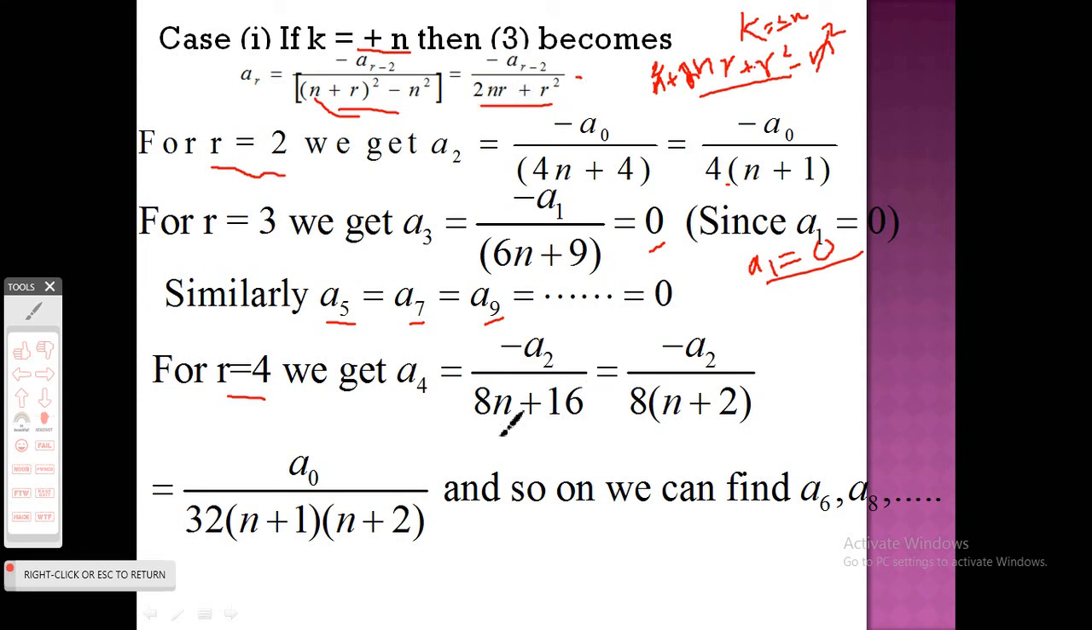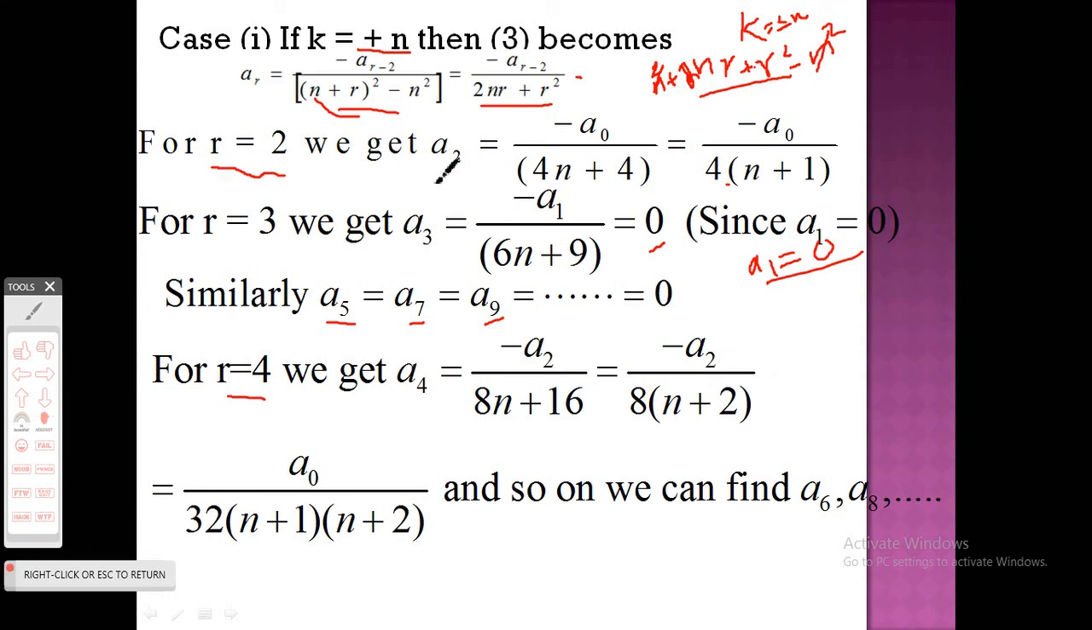Substituting here, 4 minus 2, that is minus a2 divided by, r is 4, 4 into 2 is 8n plus 4 square is 16. So here I take 8 common: minus a2 divided by 8 into (n plus 2).